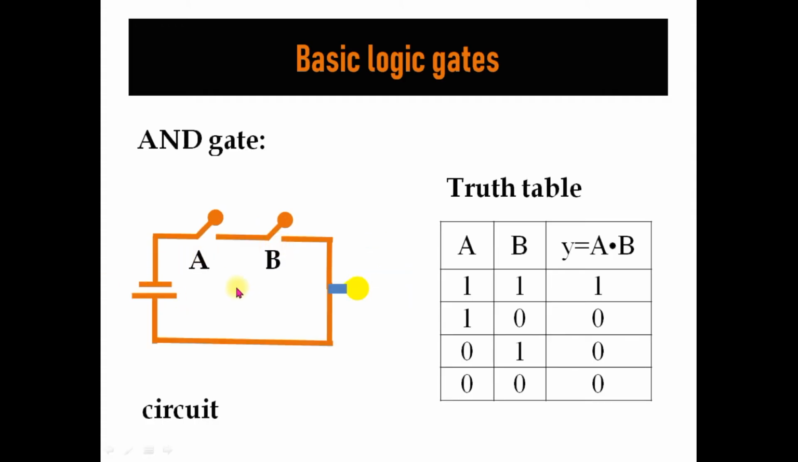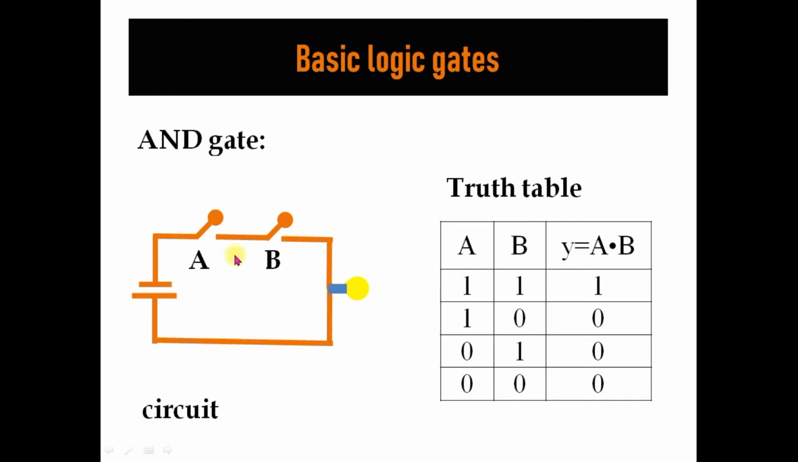So this is the logic circuit and this is the truth table. If both inputs are in high state, the output is in high state. If one of the inputs is in low state, then the output is in low state. You can observe, or you can do the mathematics here. 1 into 1 is 1, 1 into 0 is 0, 0 into 1 is 0, 0 into 0 is 0. So this is the expression for the AND gate.